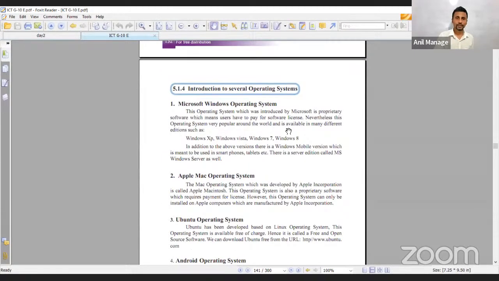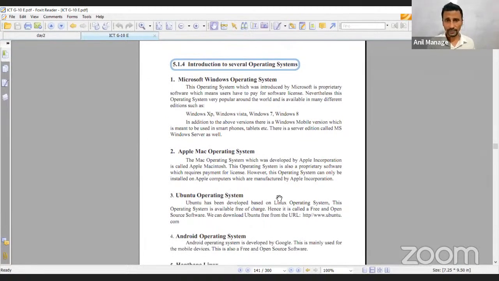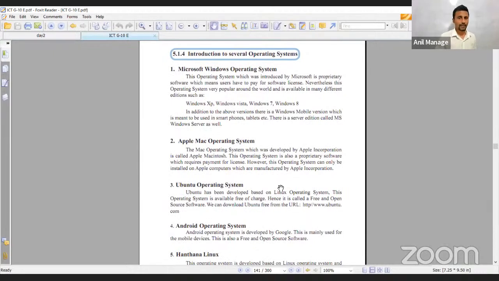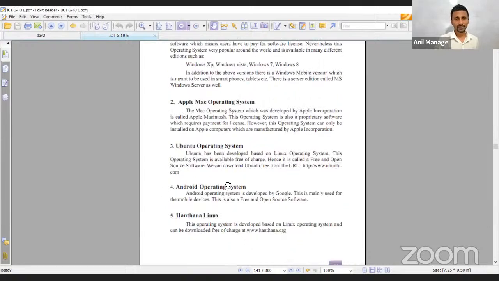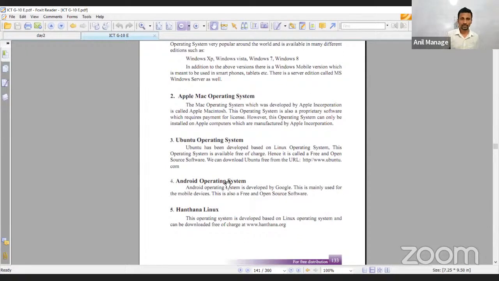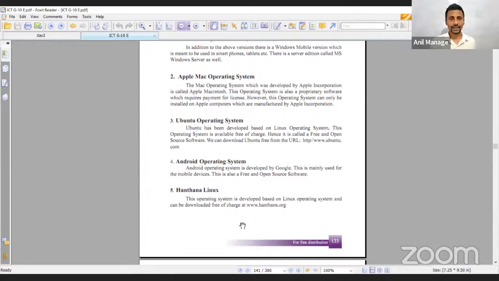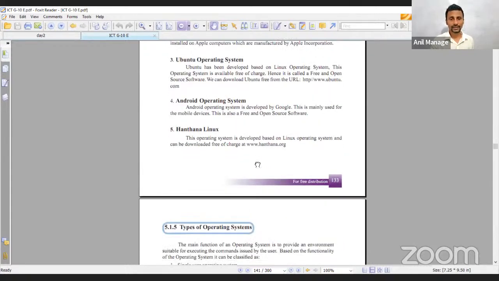Then you have different types of operating system. Microsoft Windows, I'm not going to discuss them. Now you have heard about them. Apple Mac operating system. Then Ubuntu, that is Linux type. Android, for mobile phones. Hantana Linux and Isuru Linux are also there.